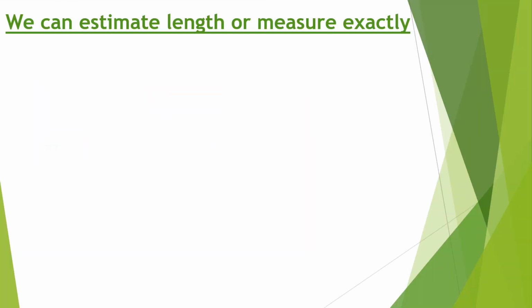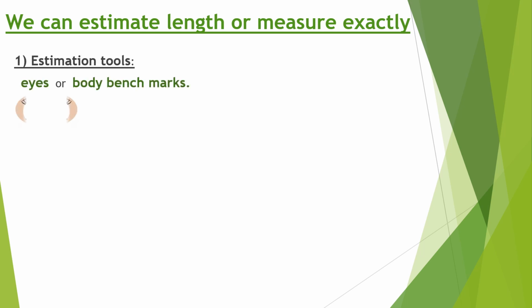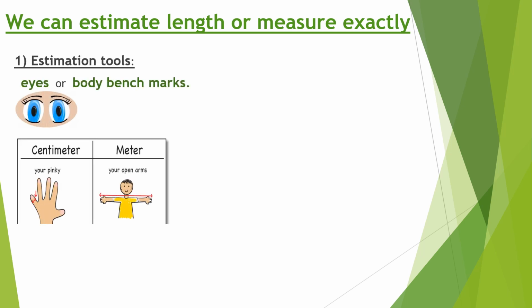We can estimate length or measure exactly. So we have two ways to measure length. Maybe by estimation. By estimation, it means I can look at a pen and tell my friend that it's about 10 centimeter, but I didn't measure it. So I can use my eyes or my body benchmark.